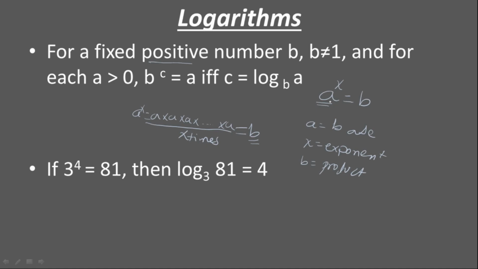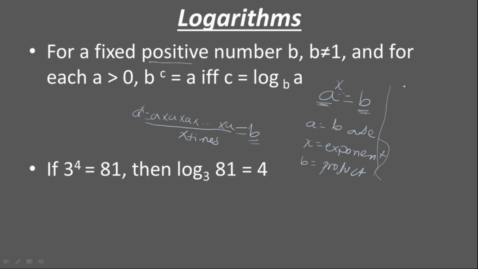How can we find a if b, the product, and the exponent x are given? How can we find the base? For the first one, if the base and the exponent are given, how do we find b? Just multiply a, x times. Directly multiply a as many times as x. So in this case we can find b. How can we find the other option? How can we find a if the numbers b and x are given?